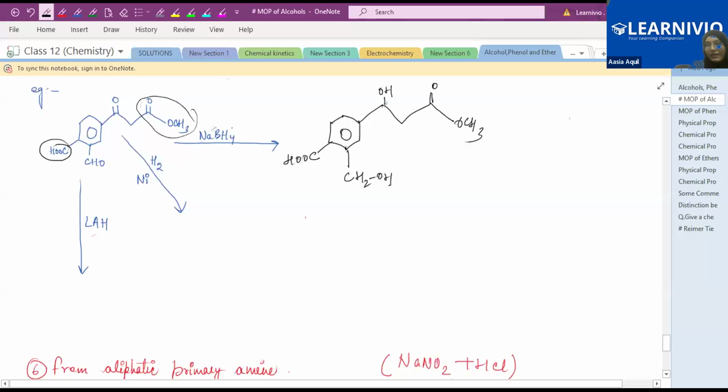The next one. Yes, Putsia, tell me the product in the second case, when you do the catalytic hydrogenation. Catalytic hydrogenation will reduce which group?